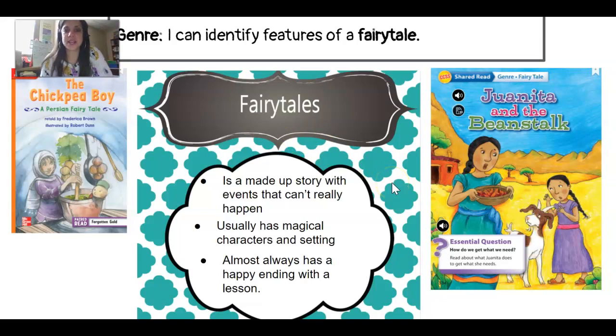All right, let's review those again. Very important that it's a made-up story with events that can't really happen. Magical characters and settings, so something magical will happen. And it almost always has a happy ending with a lesson or a theme that teaches us how to be a better person.